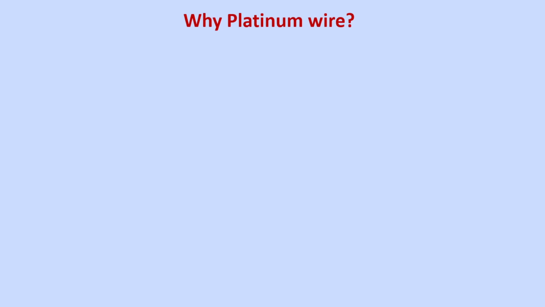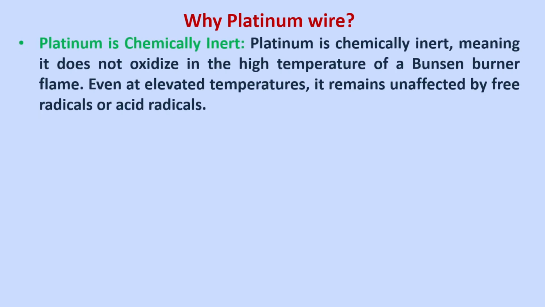Now you might be wondering, why do we use platinum wire for the flame test? Let me explain. Platinum is chemically inert, which means it doesn't react or oxidize in the high temperature of the Bunsen burner. Even at this elevated temperature, the platinum stays unaffected by a free radical, acid radical or maybe a basic radical, making it stable and reliable.